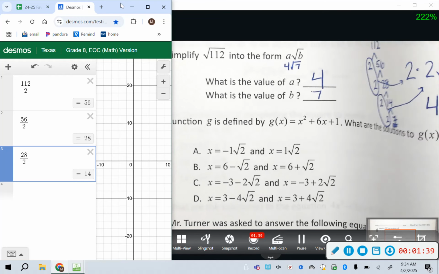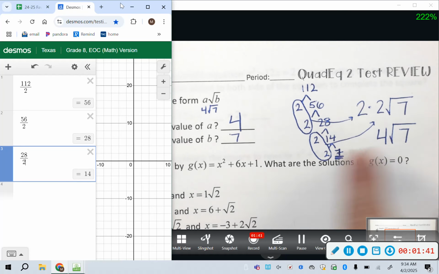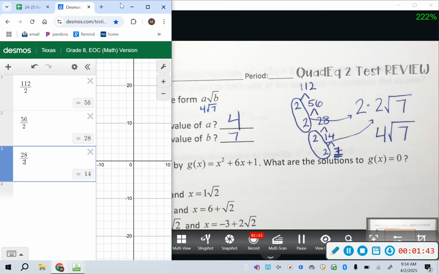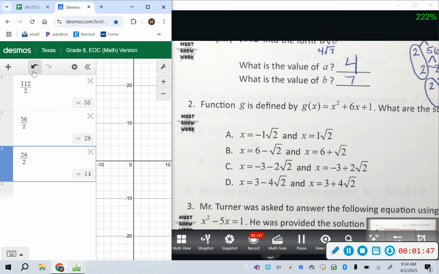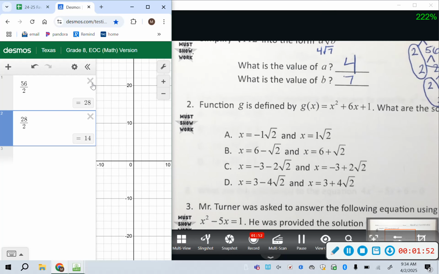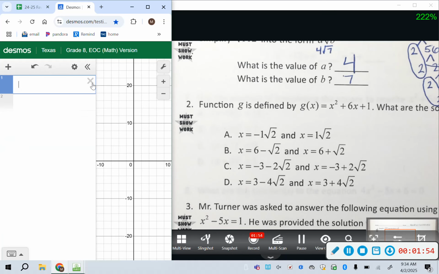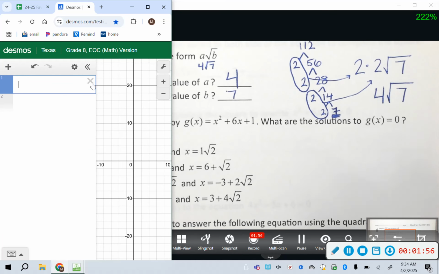Okay, so let's look at number 2. And this is my show work, because this is a show work problem in our test. So that is your work right there. Okay, let's look at number 2. Number 2 says given function g is defined by g of x equals x squared plus 6x plus 1. And then it says, what are the solutions to g of x equals 0?